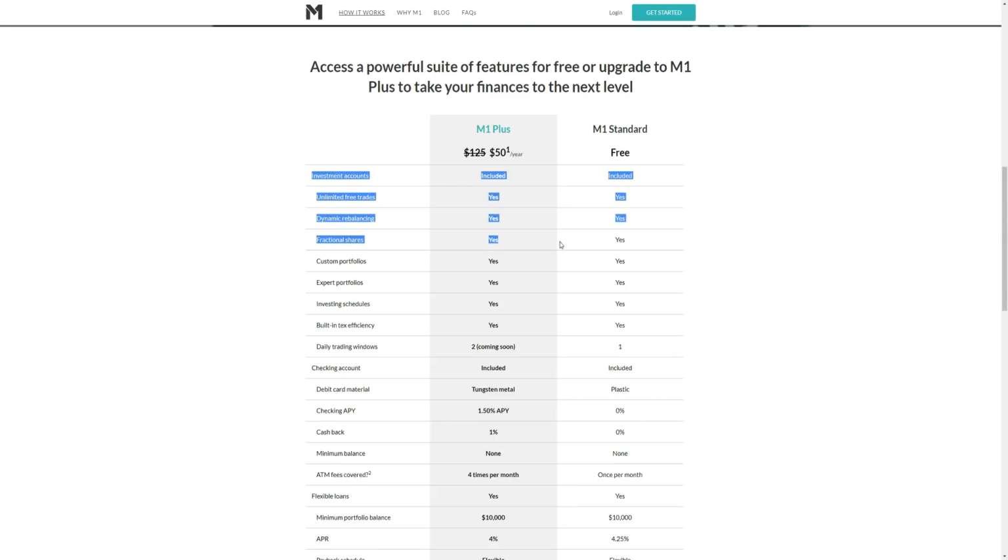Now, the similar items here are the investment accounts. You're able to have unlimited free trades here on M1 Finance. You're able to have fractional shares. You're able to invest in stocks and ETFs with your own custom portfolios. You can share portfolios between investors. You can invest in other export portfolios. You can set up your own investing schedules, and it has built-in tax efficiency.